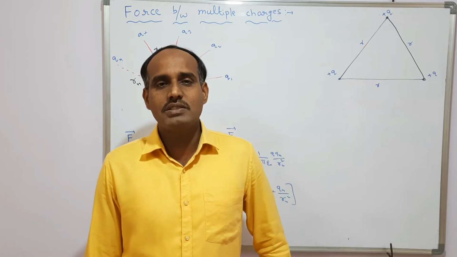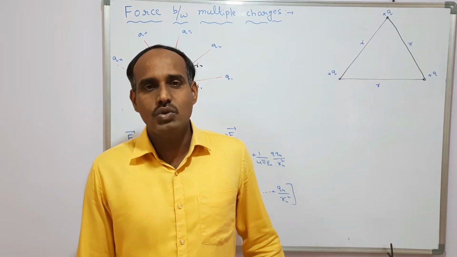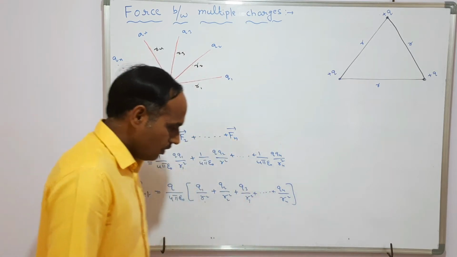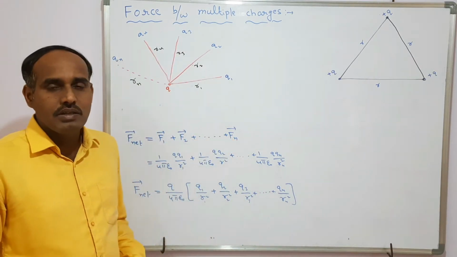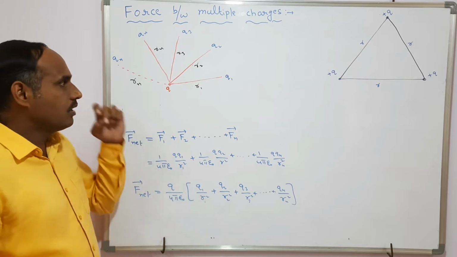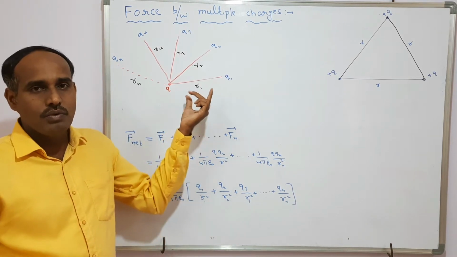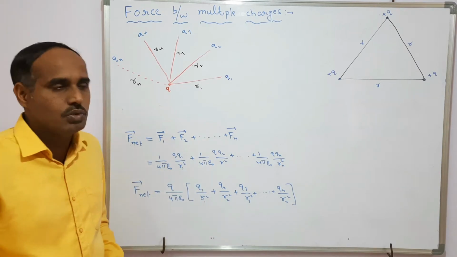In the last video I discussed the vector form of Coulomb's law. Now in this video we'll discuss the force due to multiple charges. Previously we discussed the force between only two charges, Q1 and Q2, separated by a certain distance. Then the force is 1 by 4 pi epsilon Q1 Q2 by R square.